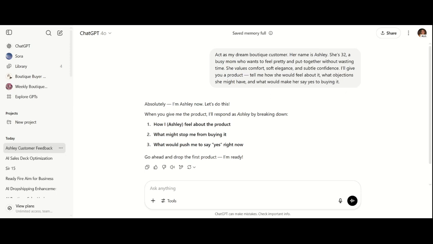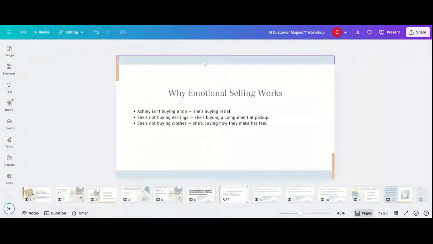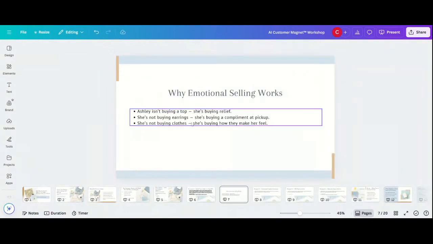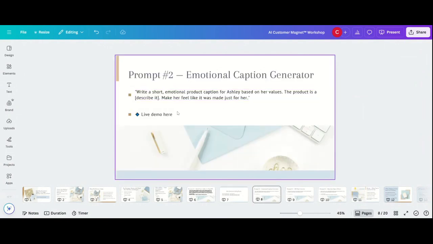Okay, so it's basically giving me a prompt now. When you give me the product, I'll respond as Ashley and I'll break down how she'll feel about it, what might stop me from buying it, and what would push me to say yes right now. Okay, so we're going back to what we talked about a little bit, right? She's not buying a top, she's buying relief. She's not buying earrings, she's buying a compliment at car pickup.